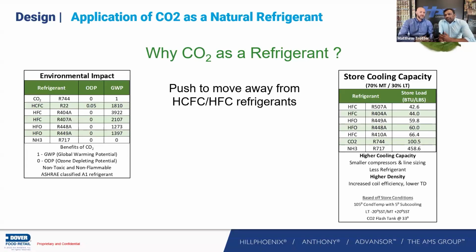If you look at the cooling capacity of CO2 when compared to HFC refrigerants, it has a higher cooling capacity, which is thermal efficiency basically. If you look at the screen, it says BTU per pound stored load. The cooling capacity of CO2 is 100.5 per pound of refrigerant when compared to HFC. Other HFCs range from 42 to 60 or 68 BTU per pound of refrigerant. Ammonia is the highest, at 458 BTU per pound. So CO2 is a natural refrigerant and it has a high cooling capacity.